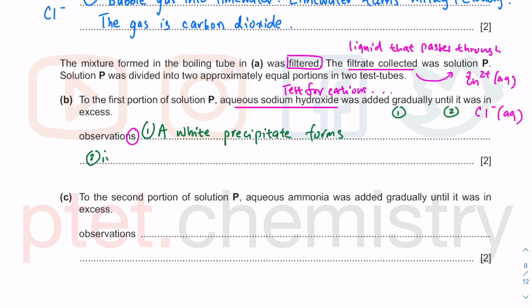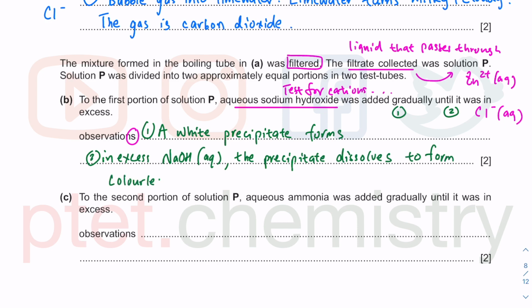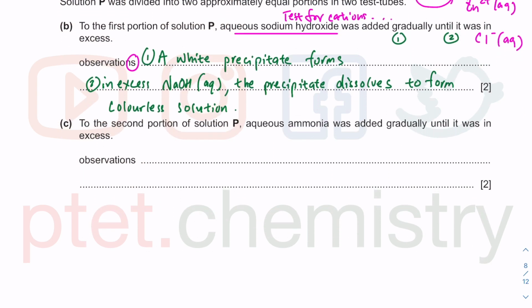And then in excess NaOH aqueous, because according to the question, we don't add NaOH, we added aqueous NaOH (aqueous). The precipitate will dissolve. Now that is not good enough. When we say the precipitate dissolves, the precipitate is soluble, what does it form? It gives you a colorless solution. Observation, even in a real practical, is about full observation, especially when they dissolve. What do you get in the end?